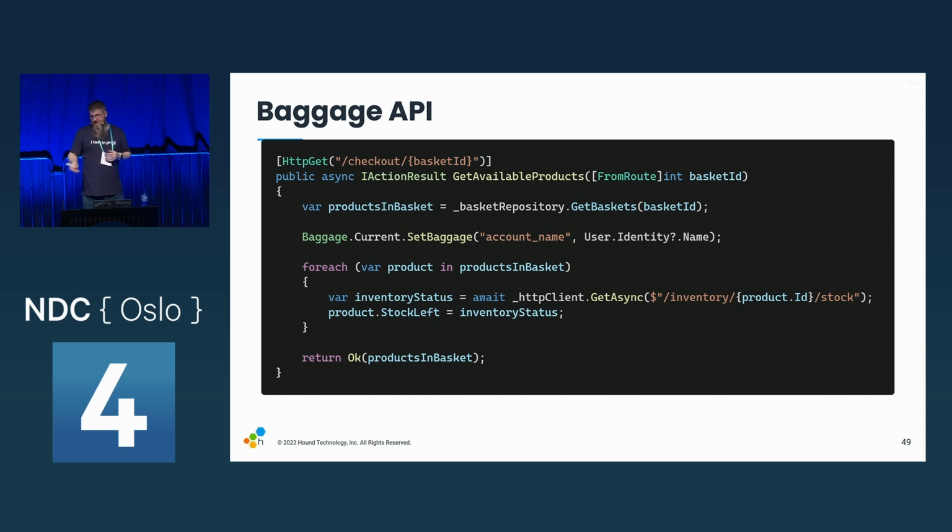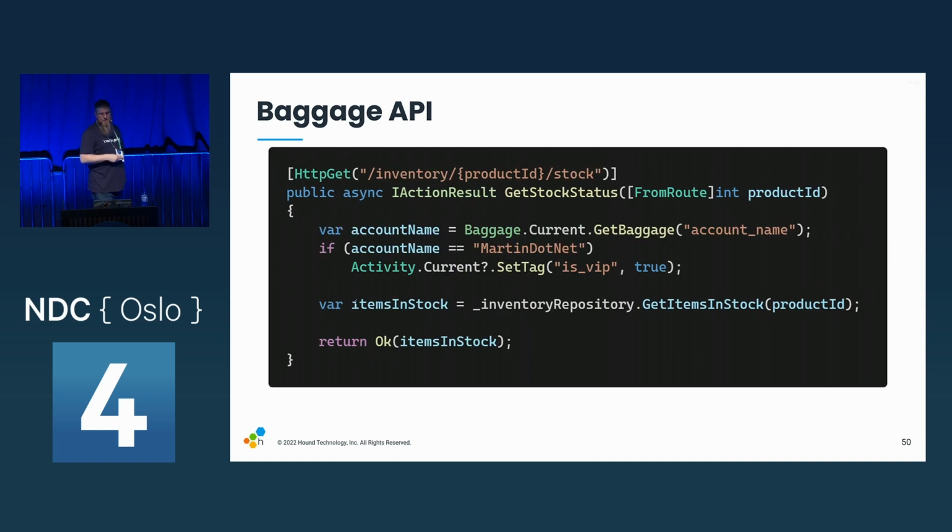When we set baggage, we access Baggage.Current. Now, baggage, there is one inside of Activity. It is not compliant with OTel. So that class that we're using there is part of OpenTelemetry. So in this particular example, we're going to take the account name out of our identity and pass it on the baggage. So when we make a call out to our stock API now, we've got some baggage. Then when we go into our stock API, we can now say, oh, this was a stock request for a VIP, because everybody should put those 2 lines in their code, by the way. Whenever you see Martin.net, put is VIP true.